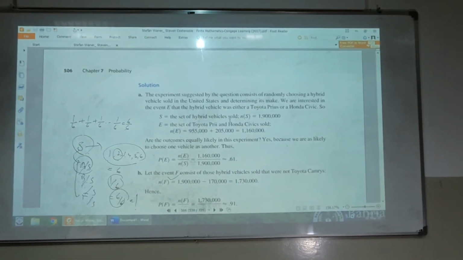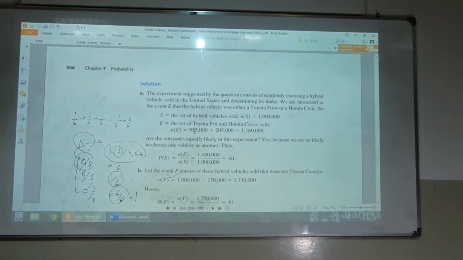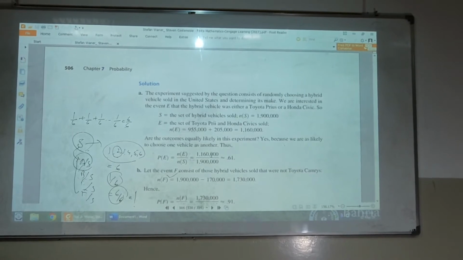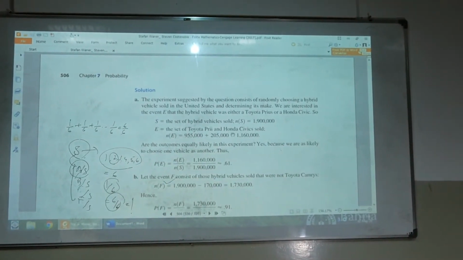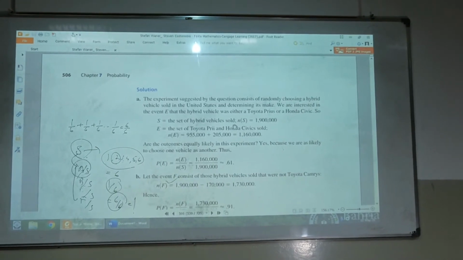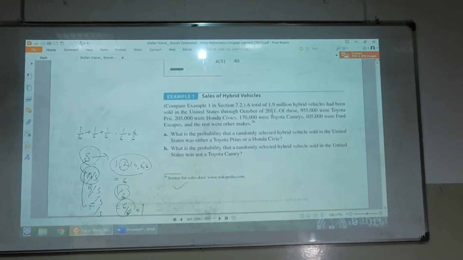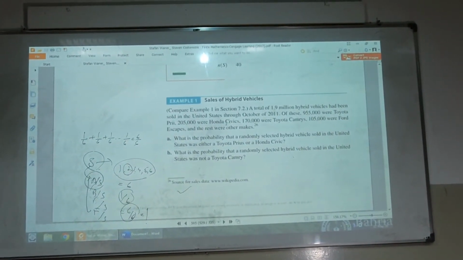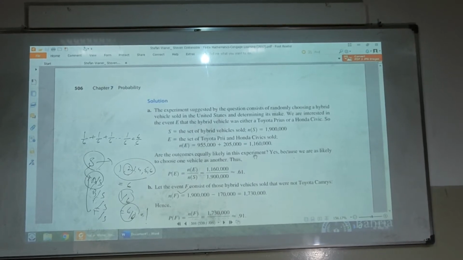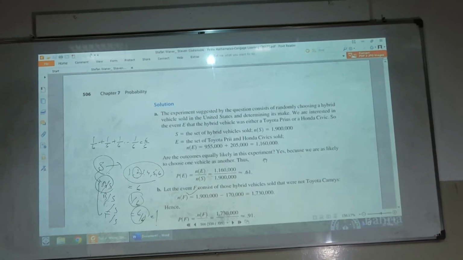So now you can see that this is the total set sold, where we can add 955. We will not be adding those for Toyota Camrys, just for Prius and Civics. So as you can see, this is the total figure for all. Just add it up.